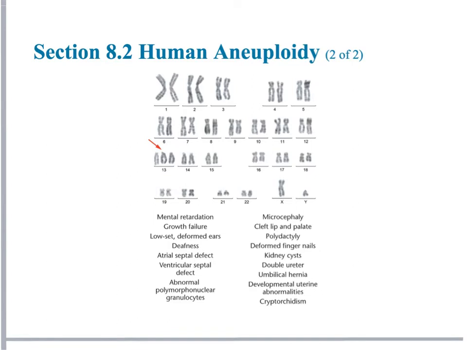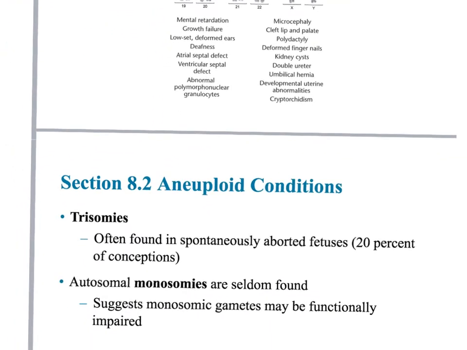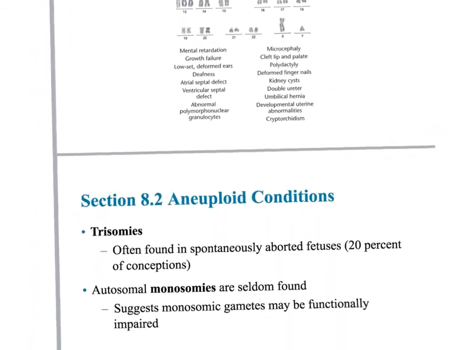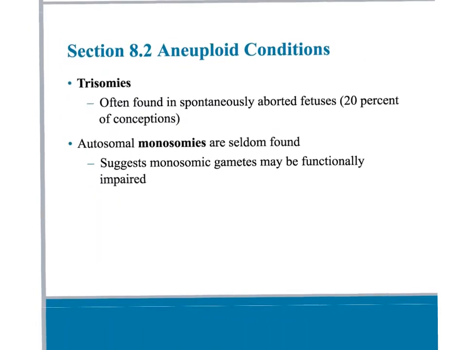Microcephaly is often some kind of an issue with the brain. Oftentimes the child is born with a cleft lip or palate, or an extra finger, or perhaps deformed fingernails. Kidney cysts are often common in aneuploidy. Double ureters, umbilical hernia, so it's a hernia within the umbilical cord, or development of uterine abnormalities that often means sterility, and then cryptorchidism is also a possible characteristic of an aneuploidy condition.